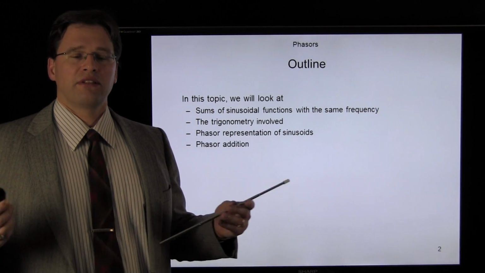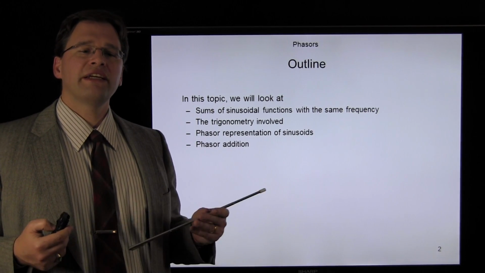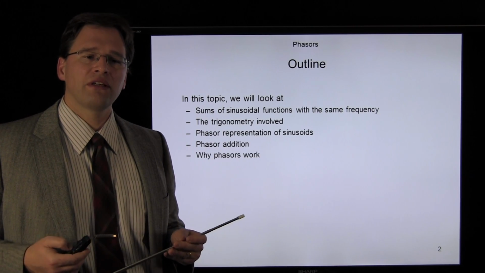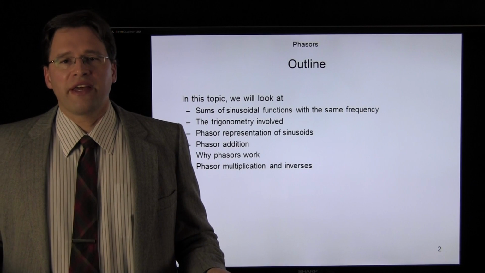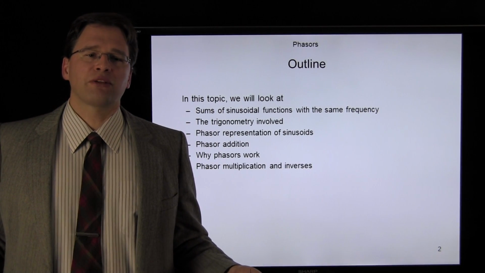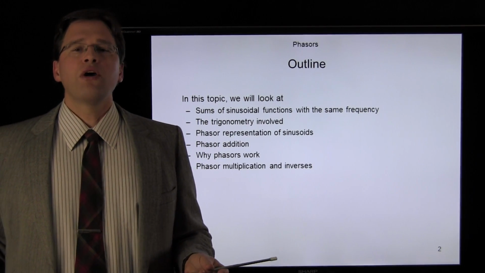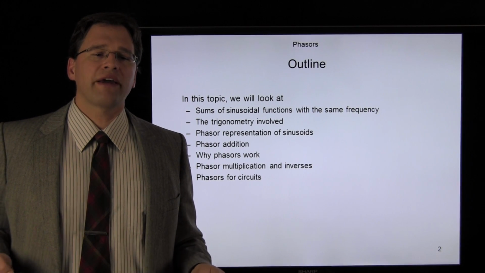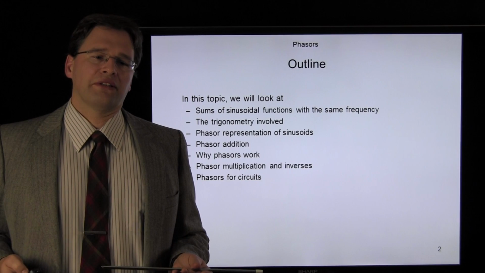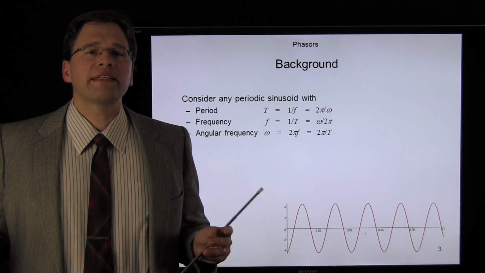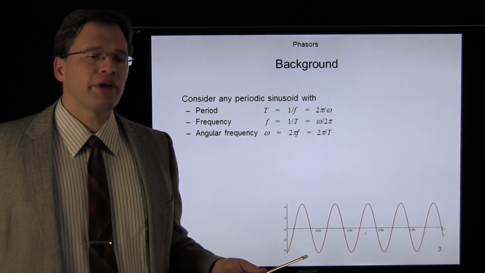We will then convert this trigonometric addition into phasor or complex number addition. We will see why this phasor representation works. We'll then carry on and look at phasor multiplication, phasor inverses, which we will then use and apply to linear circuits with alternating current. So let's consider an arbitrary sinusoid.